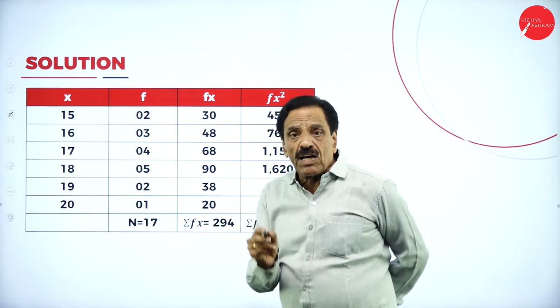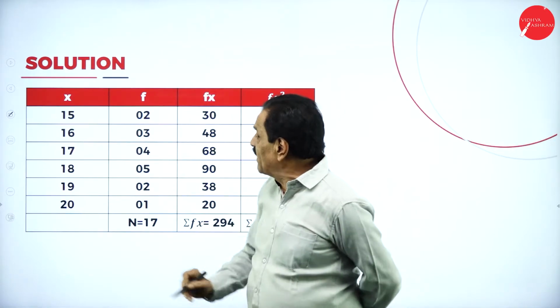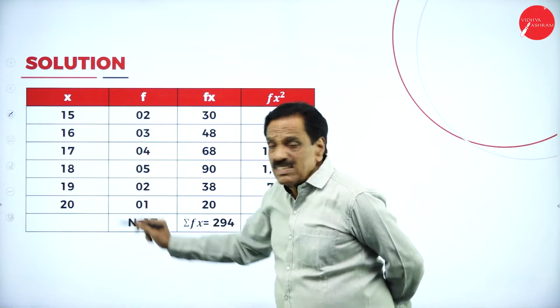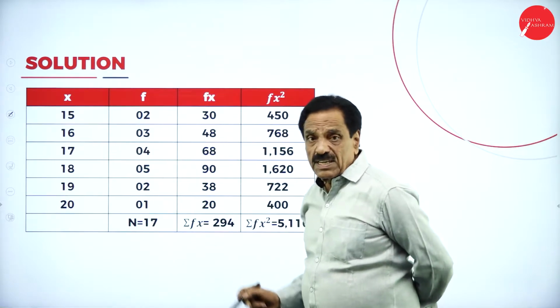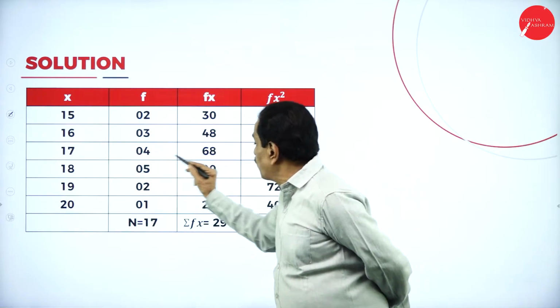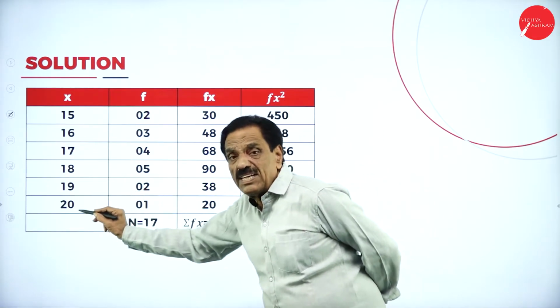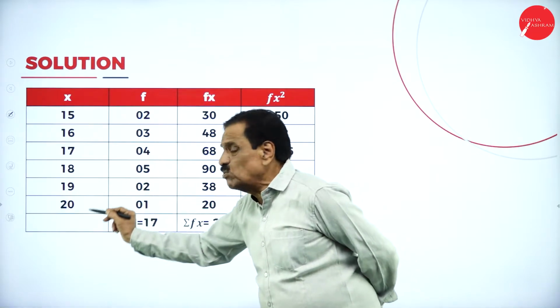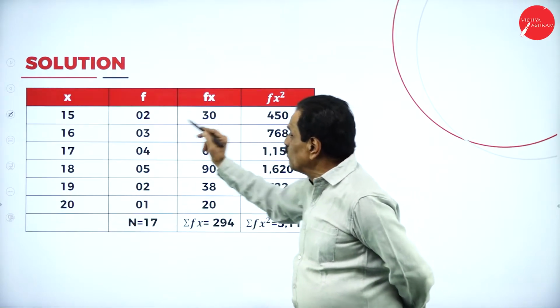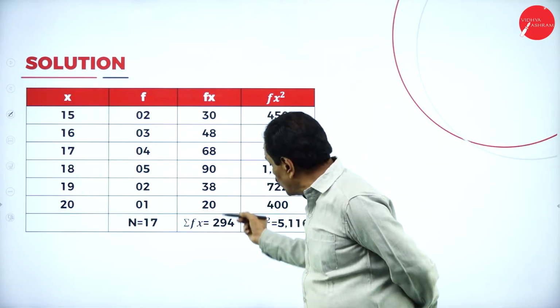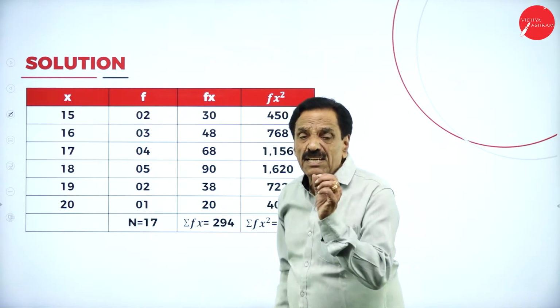What is the next step to follow? F into x. 15 into 2, 30. 16 into 3, 48. 17 into 4, 68. 18 5s are 90. 19 2s are 38. 20 1s are 20. So multiply f into x, fx, add the figure. When added, it is equal to 294, that is sigma fx.